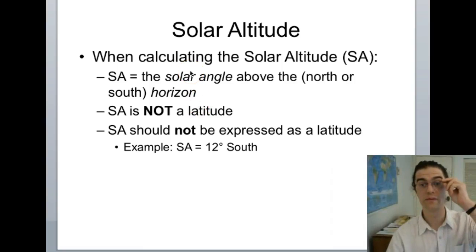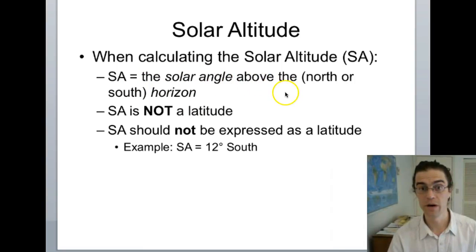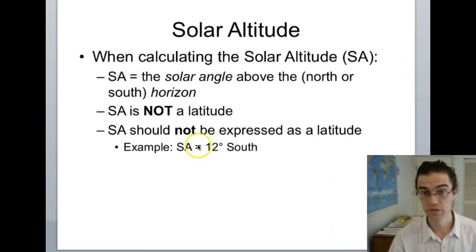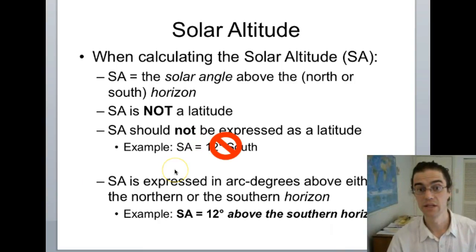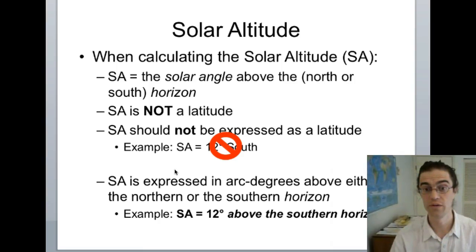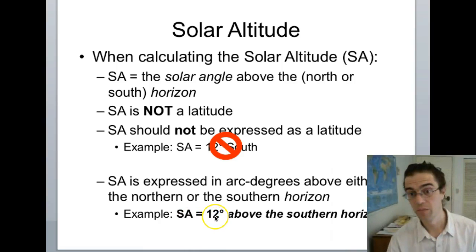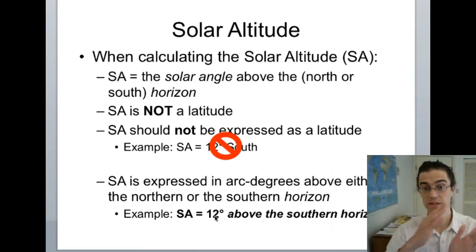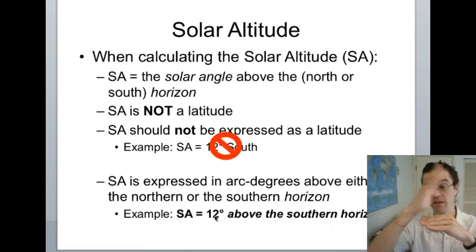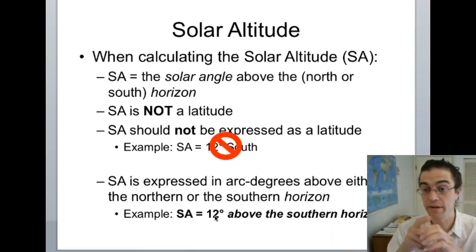When calculating the solar altitude, it is equal to the solar angle above the horizon, north or south. And it's important to remember that the solar altitude is not a latitude. Okay? It should not be expressed as a latitude. So for example, solar altitude equals 12 degrees south. No, that's incorrect. The solar altitude is expressed in arc degrees above either the northern or southern horizon. So for example, solar altitude equals 12 degrees above the southern horizon. It's because this is really an angle and not a latitude. It's a point in the sky, so to speak. It's not a latitude on the Earth.